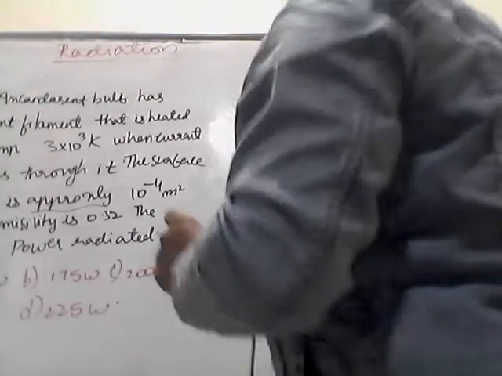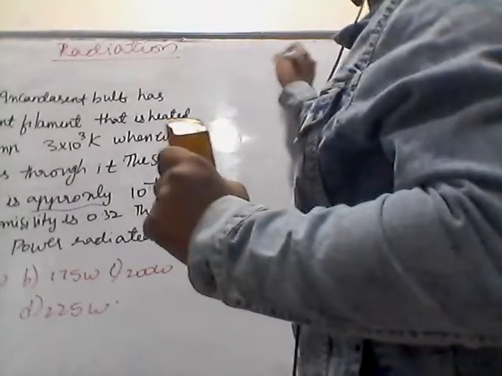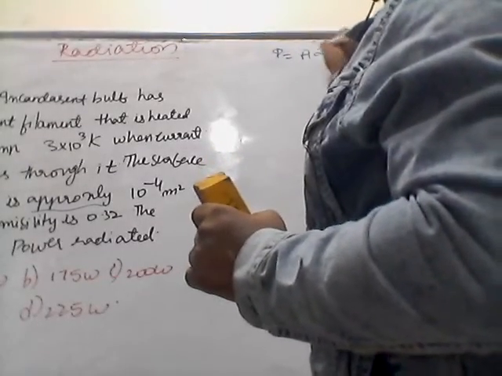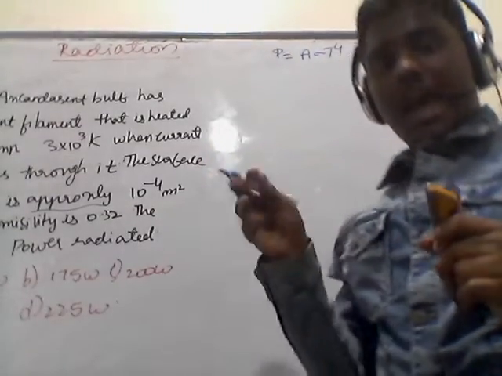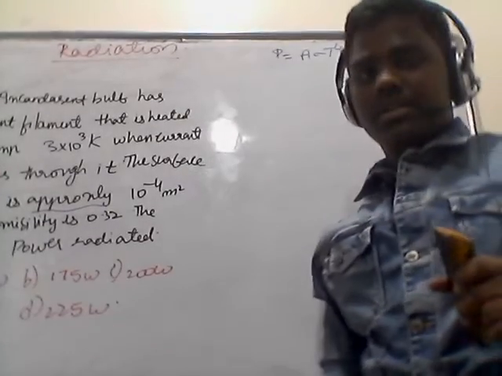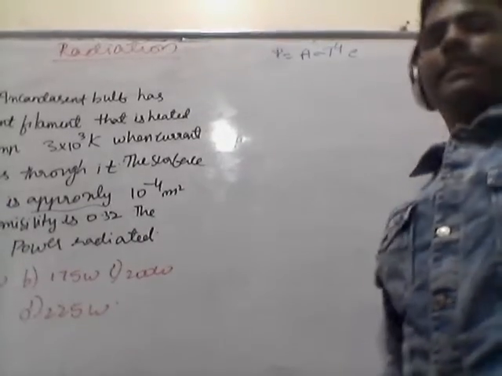We know this. Now they have given us emissivity, so we are changing the formula. What is the basic formula? Power is equal to area sigma T power 4. As they have given us the emissivity, we are including E here as well. So this is the formula.